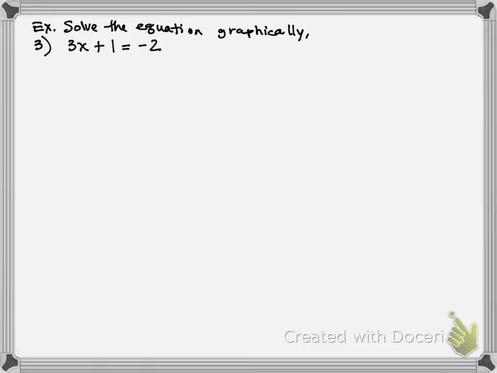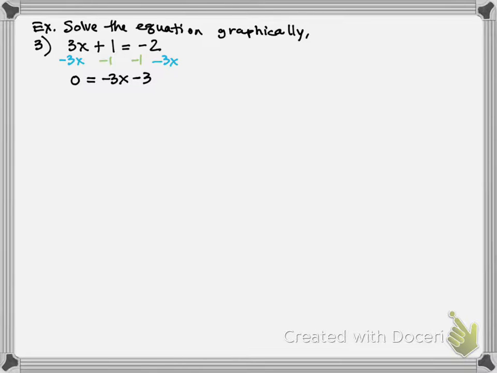So the first thing I note is it doesn't quite look like what it should. So we're going to do the same thing. We're going to get 0 on the left, and then we're going to have everything else on the right. So I'm going to subtract 3x from both sides, and I'm going to subtract 1 from both sides. So what I'm left with is 0 equals negative 3x minus 3.